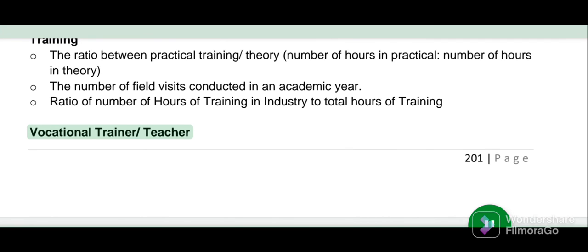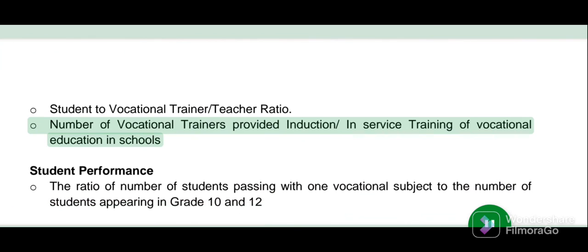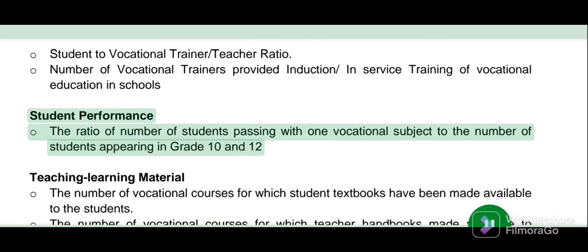Vocational trainer teacher, 202 PAGA. Student to vocational trainer teacher ratio. Or number of vocational trainers provided induction and in-service training of vocational education in schools. Student performance: the ratio of number of students passing with one vocational subject to the number of students appearing in grade 10 and 12.